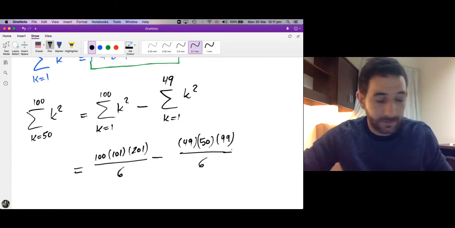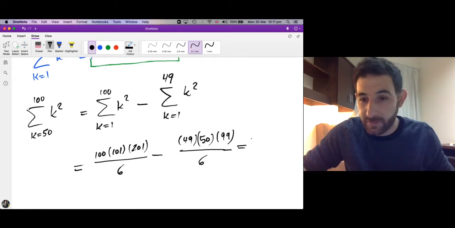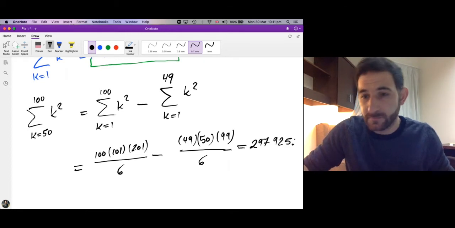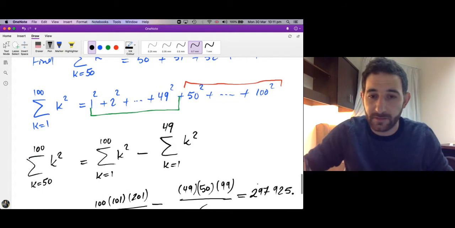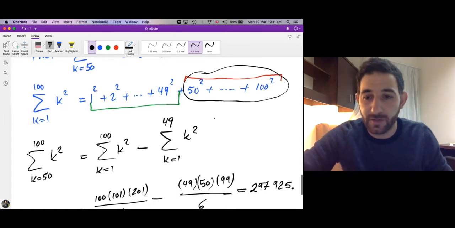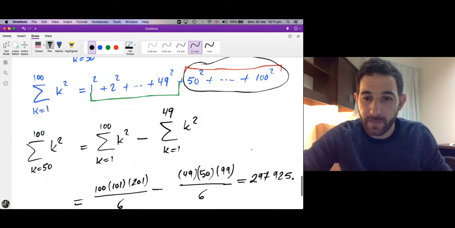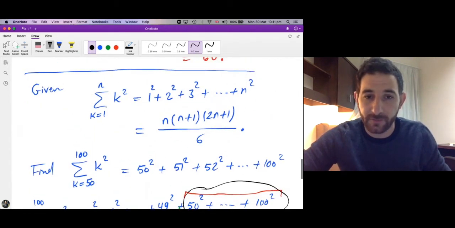And you see that this number will be a big number, but not very big, 297,925. So what is this number? This is the sum of these numbers, 50 squared plus 51 squared up to 100 squared. So this number is this sum, computed using this formula.